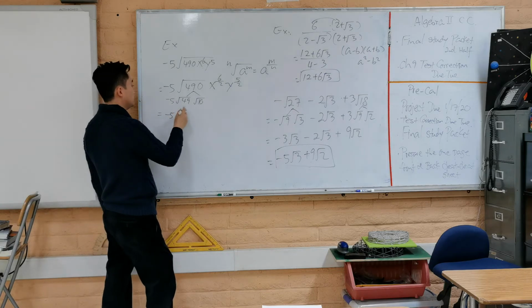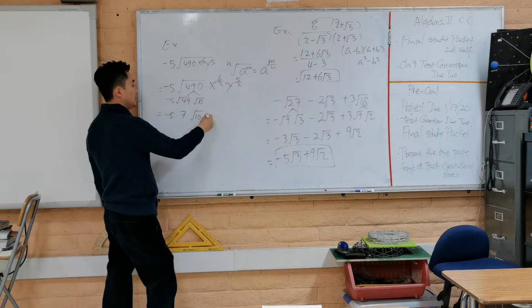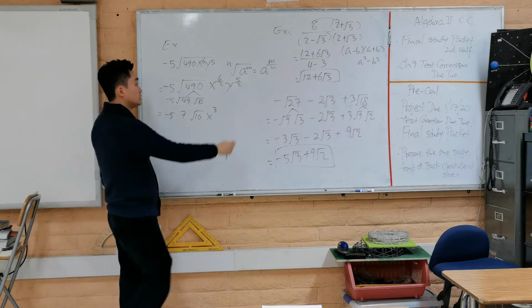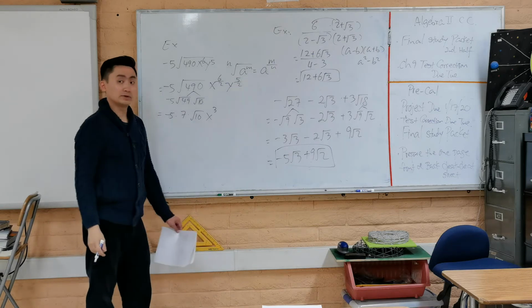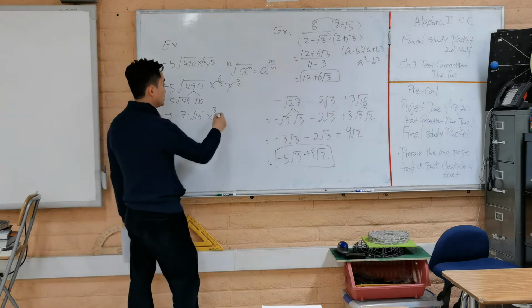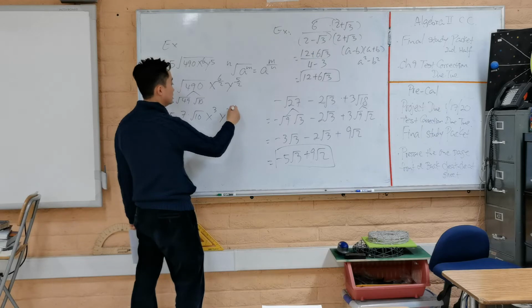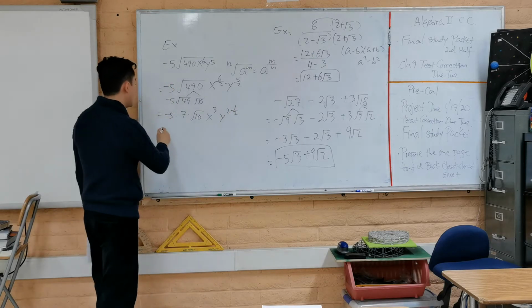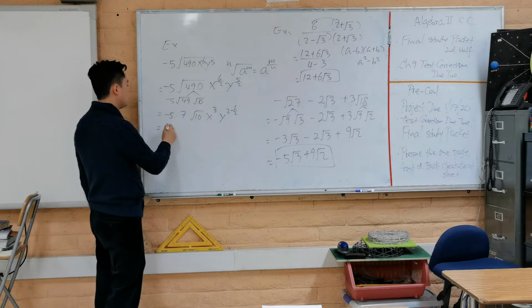So negative 5 times root 49, then that'll be 7. Root 10, just leave it like this. And then 6 over 2, then that'll be what? To the power of 3. And this one is an improper fraction. We can always convert it to the mixed number. So that one is written as 2 and 1/2. So anything that goes outside of radicals, so we do have negative 5 times 7, which is negative 35.